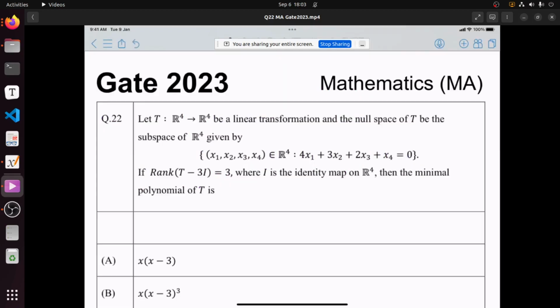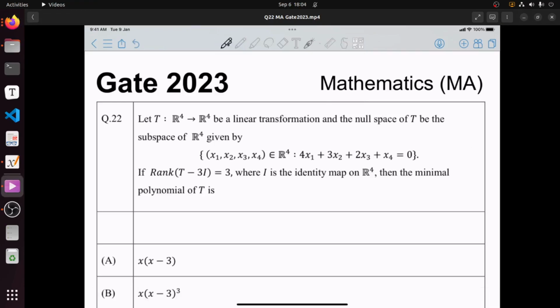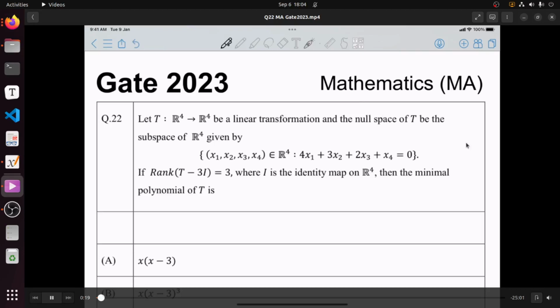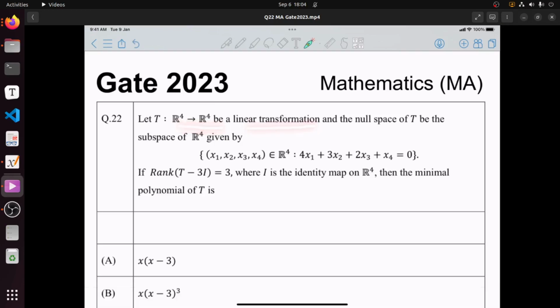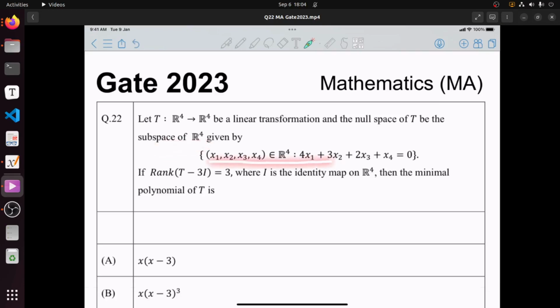Okay, so today we will solve a GATE 2023 mathematics question from linear algebra. This is question number 22, a 1 mark question. So what is this question saying? Let T from R4 to R4 be a linear transformation, and the null space of T is the subspace of R4 which is given by this. It says that if the rank of T minus 3I is 3, where I is the identity map on R4, then we have to find the minimal polynomial of T.